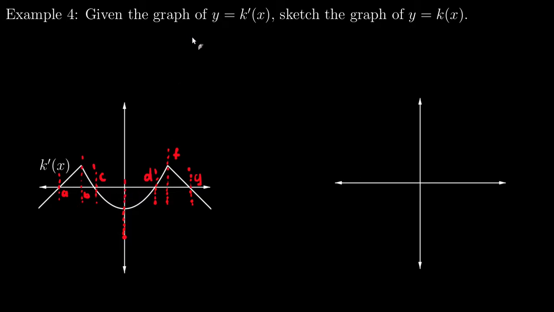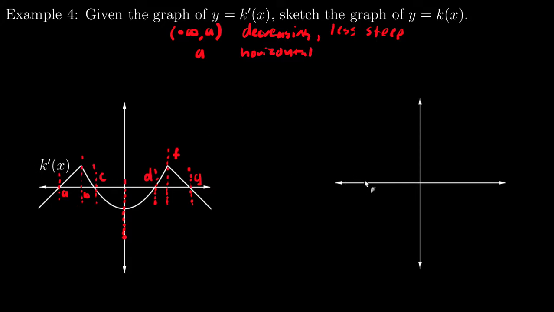And so, from negative infinity to A, I know that my derivative is negative, which means I should be decreasing, because the value's down here, but it's getting closer and closer to 0, so less steep as we go on. At A, derivative is 0, so I should have a horizontal.